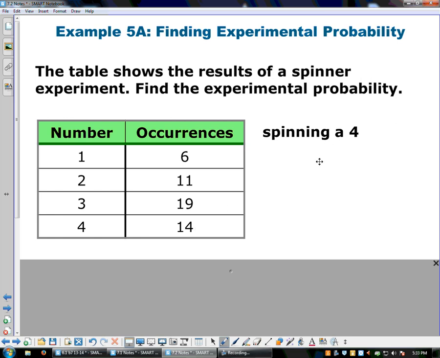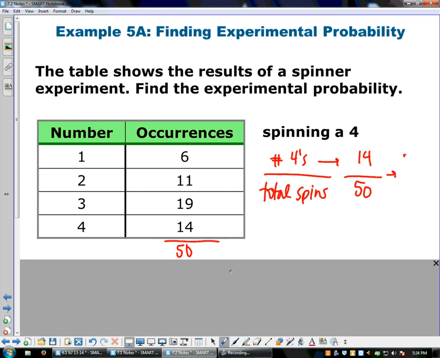So what is the experimental probability of spinning a 4? Well, that's going to be the number of times that the 4 showed up, which is 14, out of the total number of spins that we did, which if we add up 6, 11, 19, and 14, that adds up to 50. So the experimental probability would be 14 over 50, which if we want to reduce, we could write as 7 over 25.